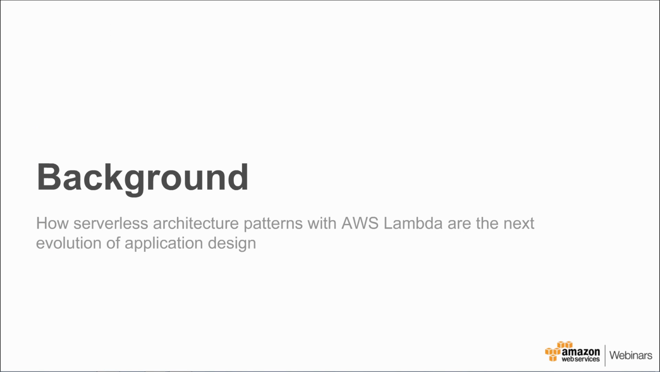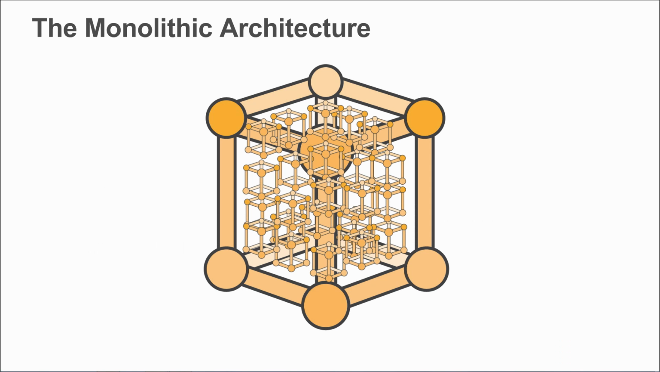So first, let's talk about a background, how we think architecture patterns utilizing AWS Lambda are really that natural evolution of good application design. So in the past, hopefully many years ago for a lot of you, maybe you're still dealing with some application architectures that look like this. There's a monolithic architecture where you've got a bunch of different functional components of your application that are all co-located on shared infrastructure, shared servers. They're co-deployed, and it creates this really fragile and brittle environment where deployments are really risky.